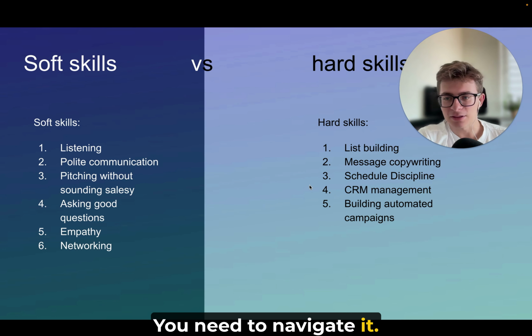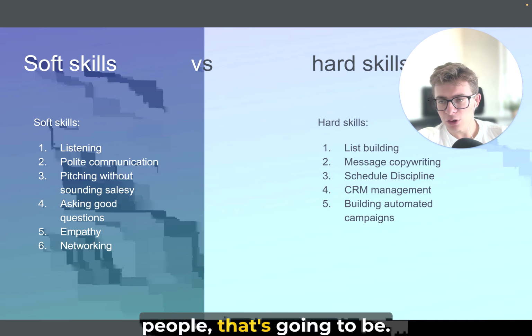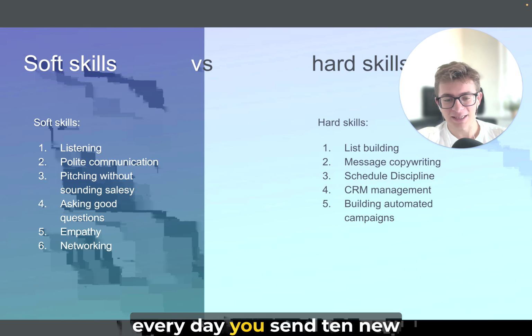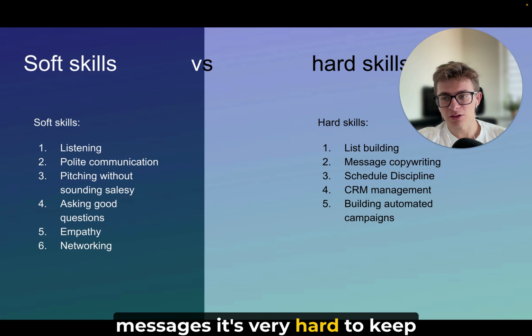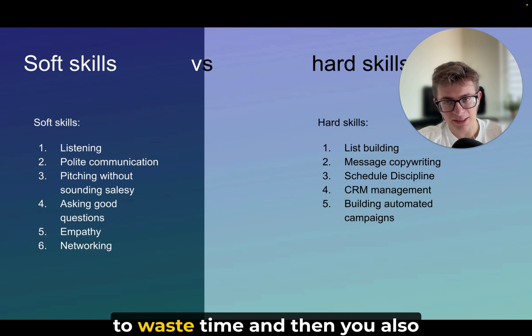Then you also need to know CRM management. How do you have outreach at scale? Because the first day when you start sending messages to 10 people, that's going to be fine. But on the 30th day, when every day you send 10 new messages, it's very hard to keep track of everything. Who you are following up, who you need to message, when you need to connect, and so on. All of this is covered by the CRM, and CRM management is a very important skill. Again, I will be showing you how to do this properly and how not to waste time.